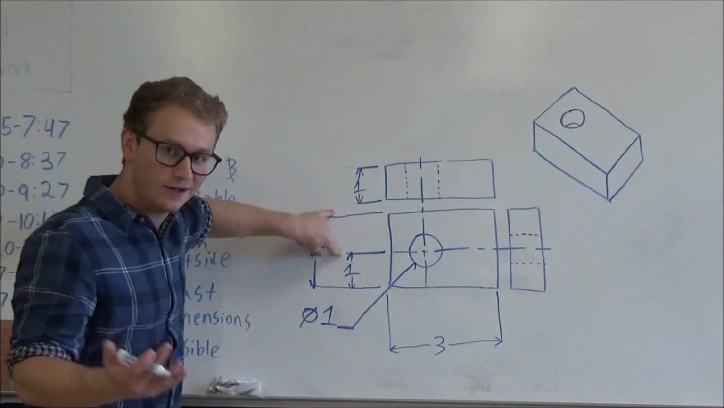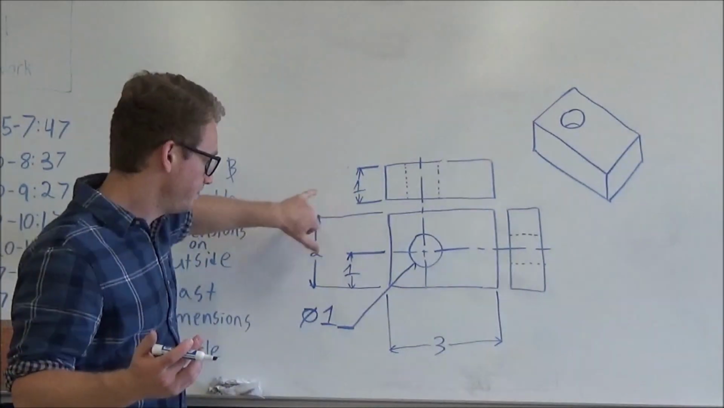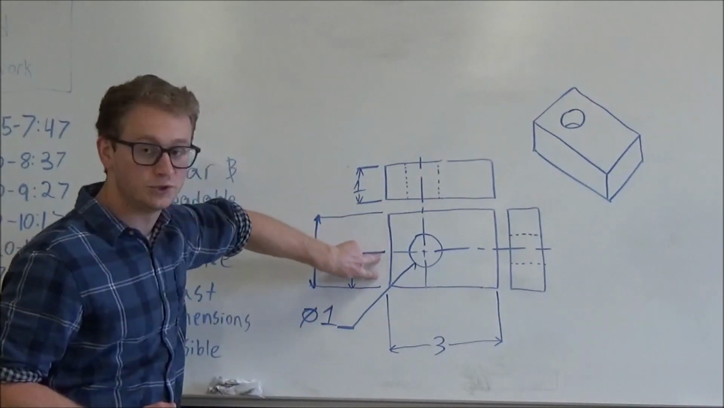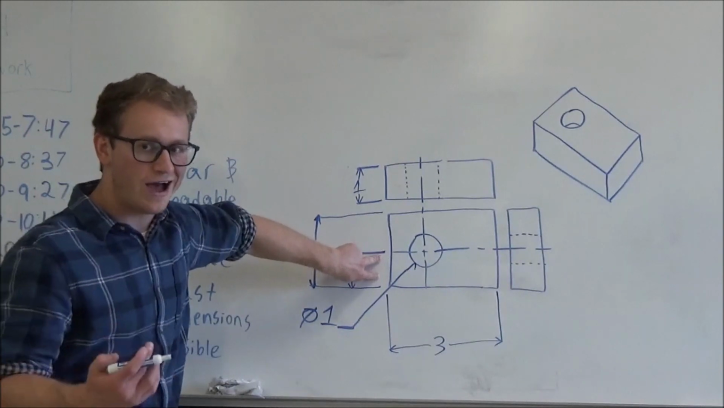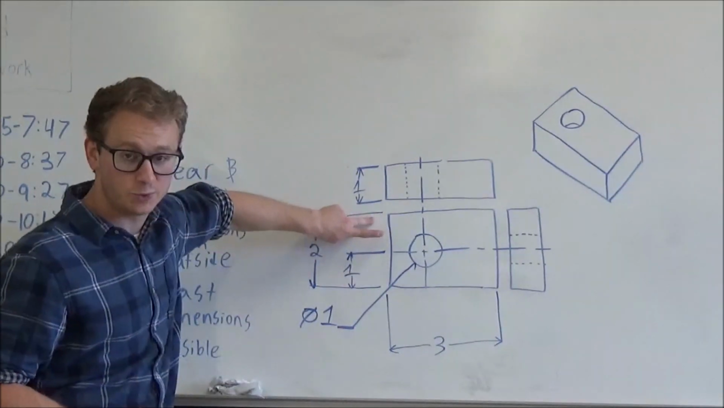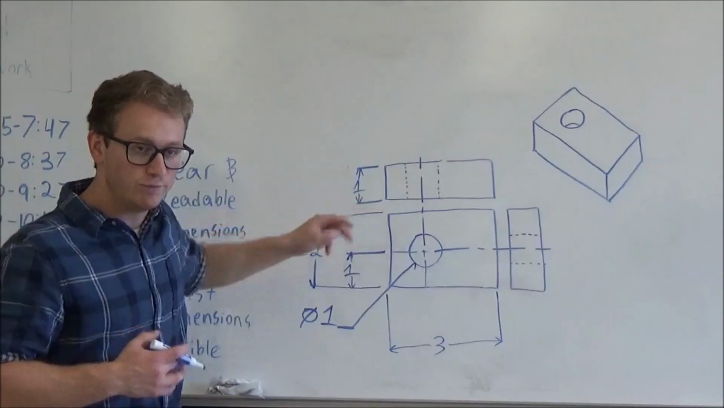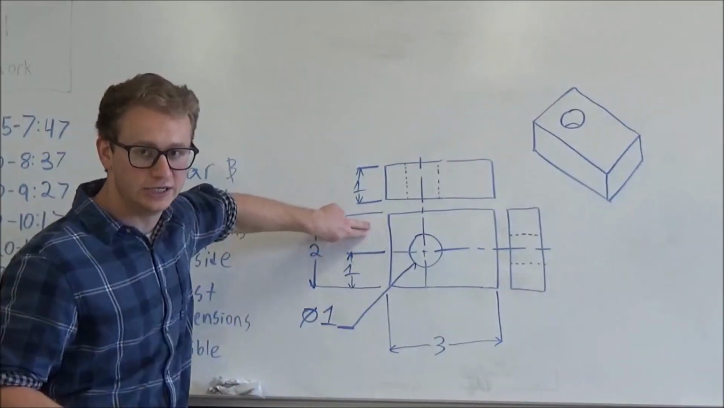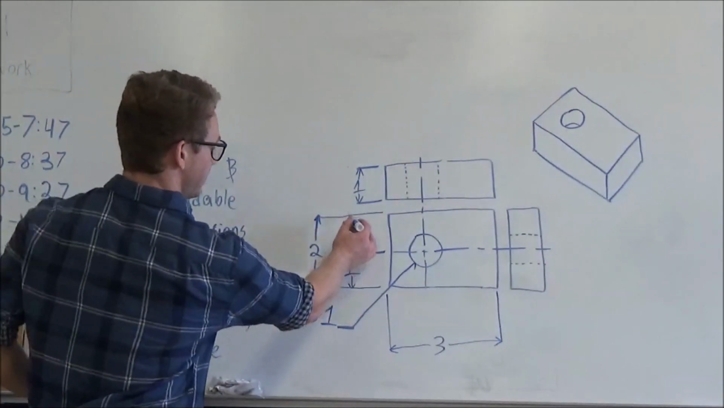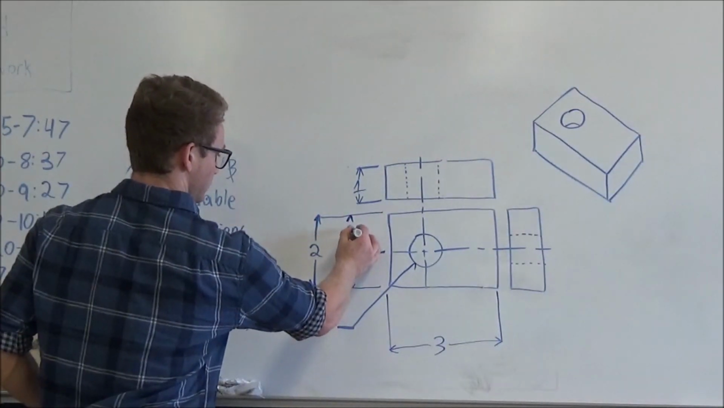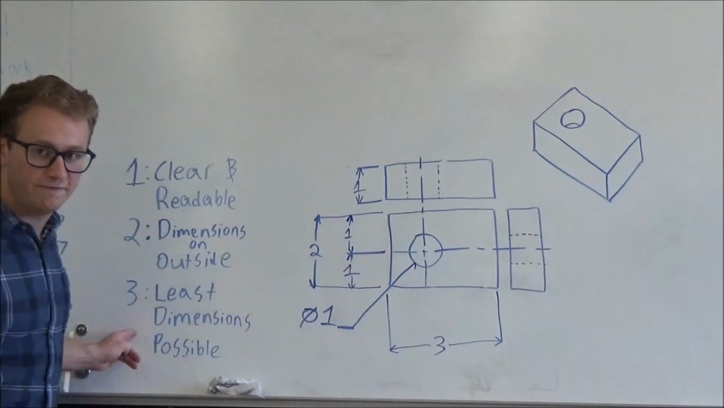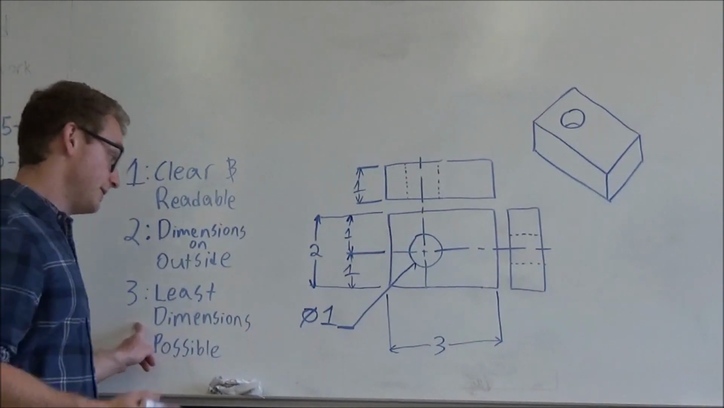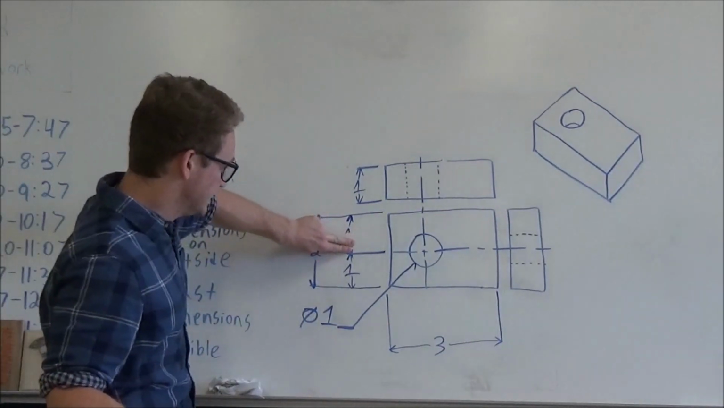Now, do I also need to show the distance between here and here? Do I need to show that? Well, the answer is no. Here's why. The distance between here and here is 2, and here is 1. So the only other number that the distance between here and here could be is 1, right? 2 minus 1 is 1. It will never be anything but 1. So we don't actually need to show that. If we did draw that dimension, it would not follow rule number 3, right? We're not using the least possible dimensions as necessary. So we're just going to get rid of that. It's not necessary.